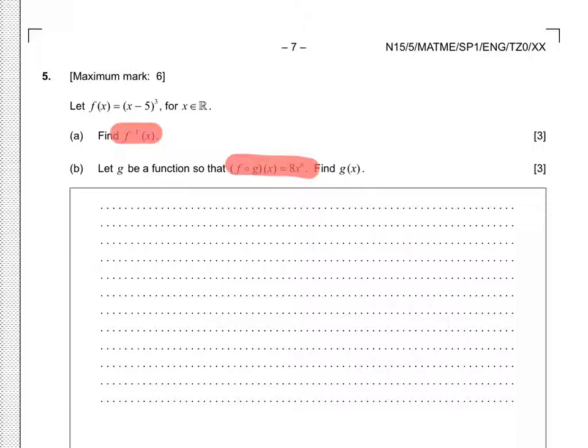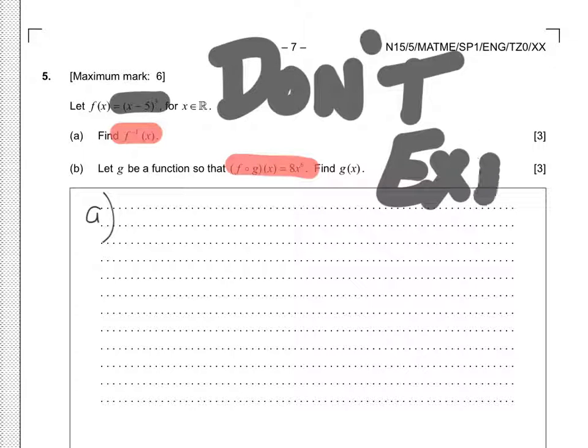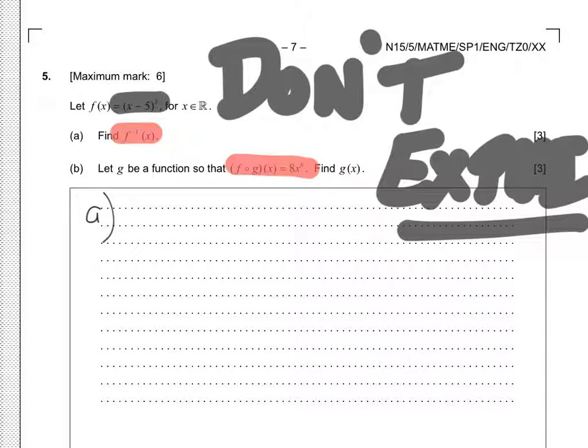So part A. We're starting with the function f of x equals (x minus 5) cubed, and we're trying to find its inverse. Now, the first thing I want to say before I start doing this is you don't want to expand this. The reason for that is in a second I'm going to try and isolate x. So it's much easier to isolate x if x only appears once.